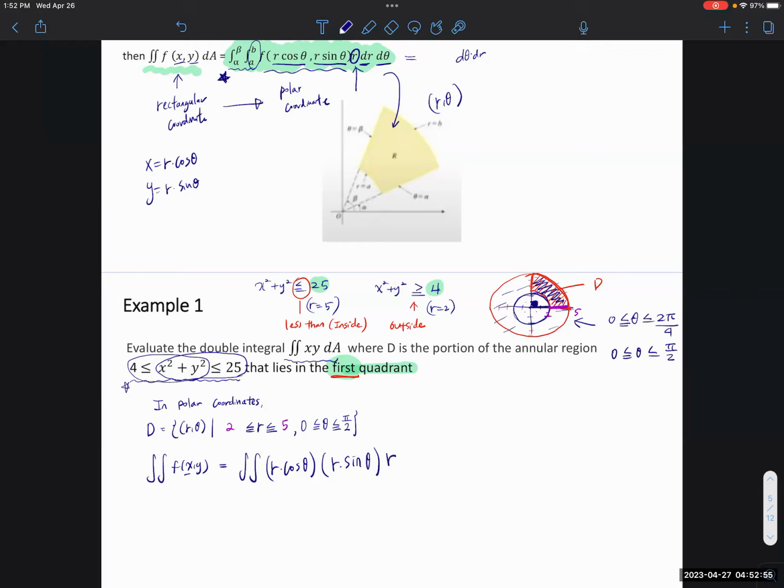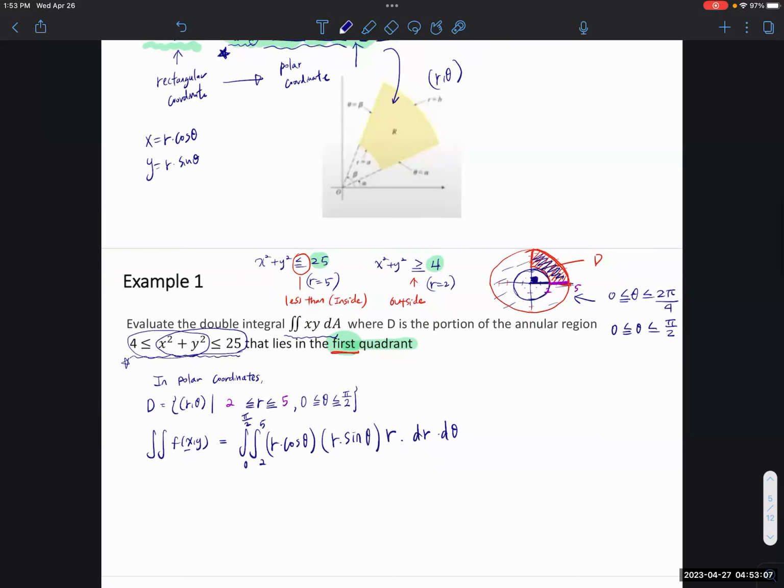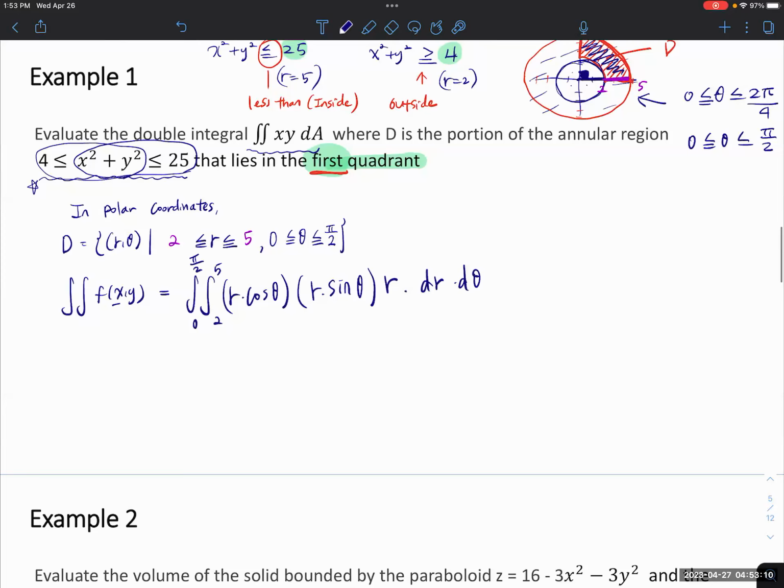Okay? And then you're going to write down dr first. So where's the radius r? From 2 to 5. Beautiful. And then d theta, we have 0 to pi over 2. There we go. You're going to take this double integral. You can set it up. That's it. And the rest of the work is just calculation.